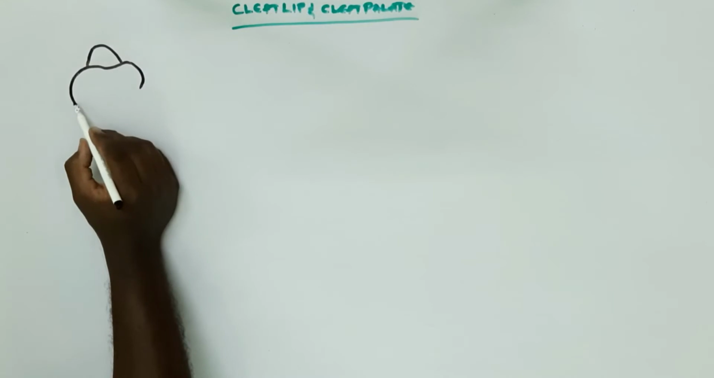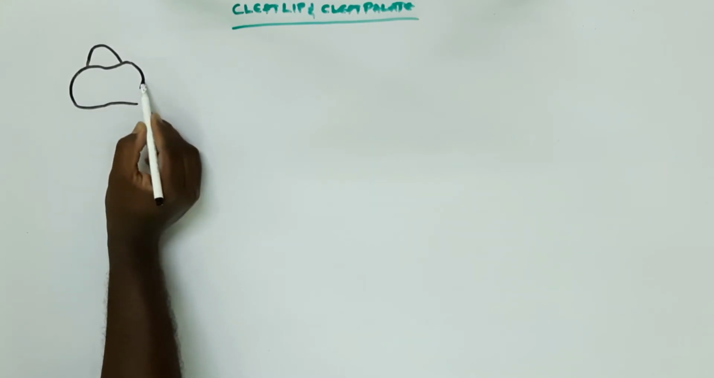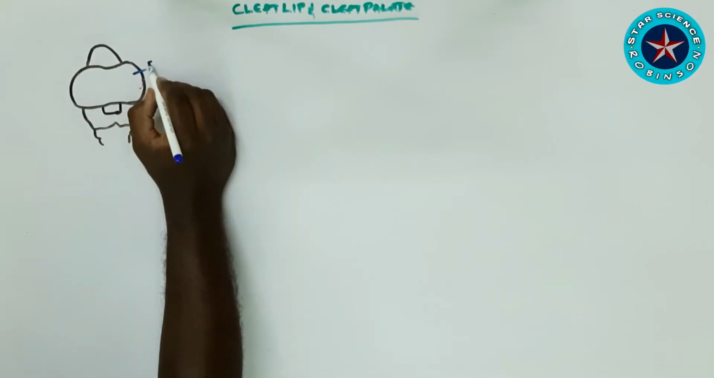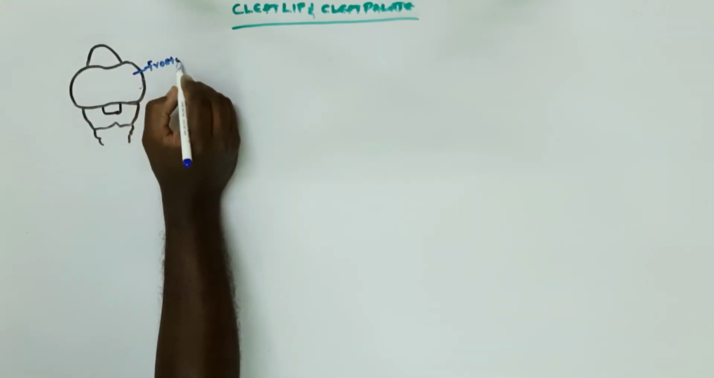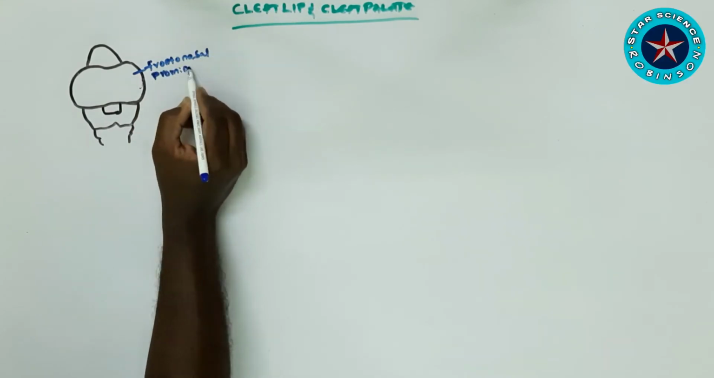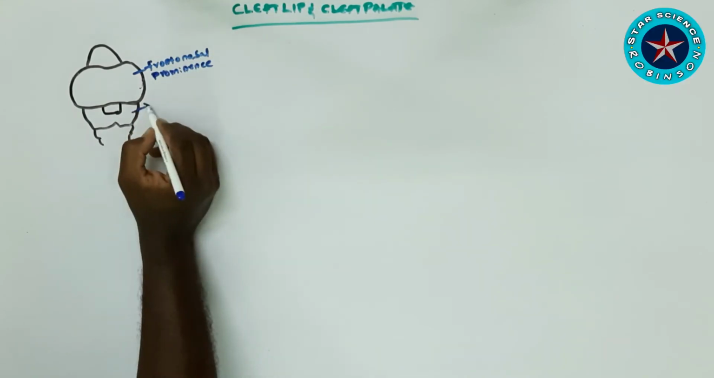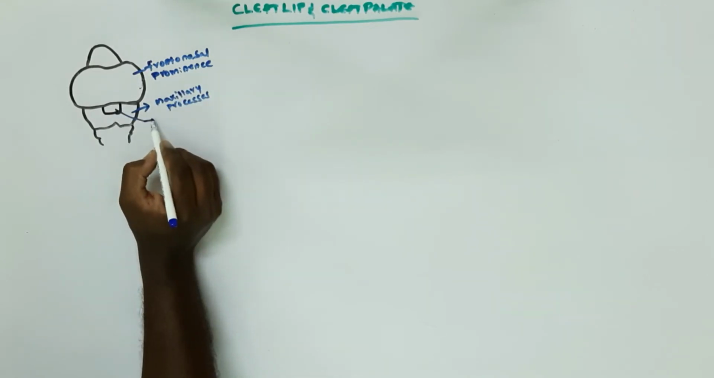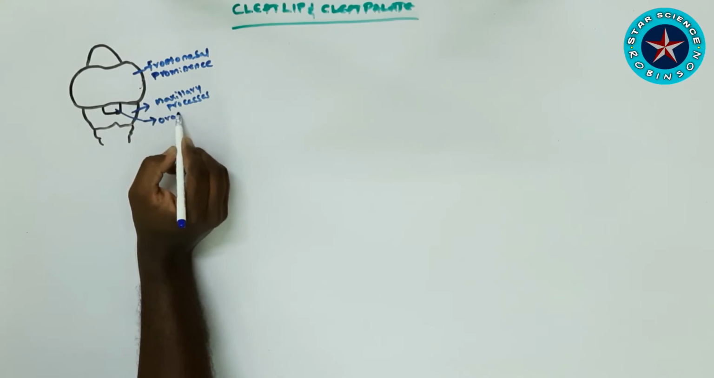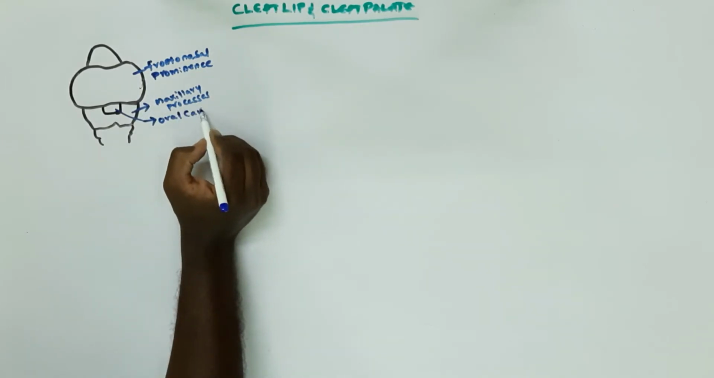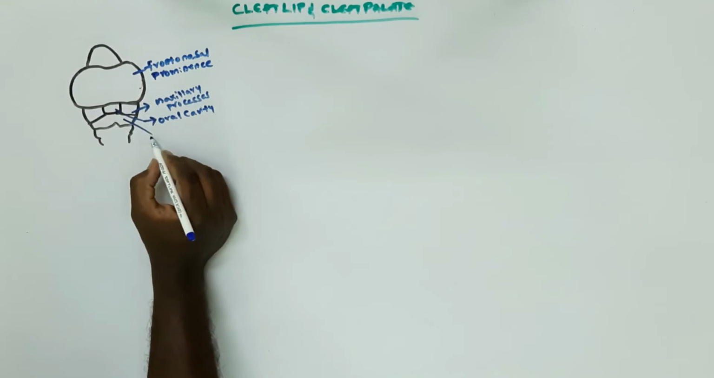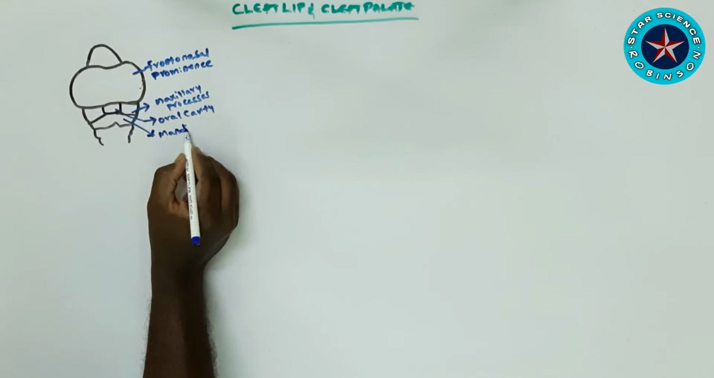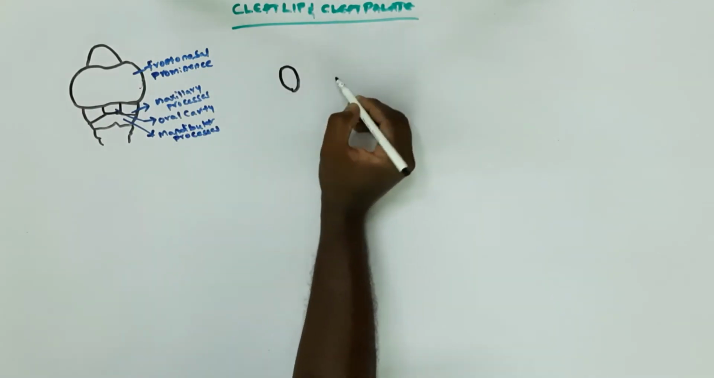Before going further, I'll draw the cleft lip and cleft palate in embryology development. First we'll name what develops in the fourth week of embryonic development. It is the frontonasal prominence, which develops in the fourth week, and we can see the maxillary processes, which also develop in the fourth week, and we can see the oral cavity. At the same time we can see the mandibular processes, which develop in the fourth week of the embryonic stage.